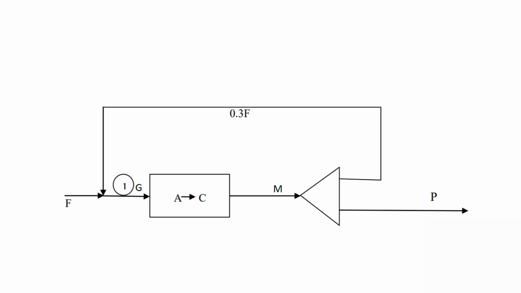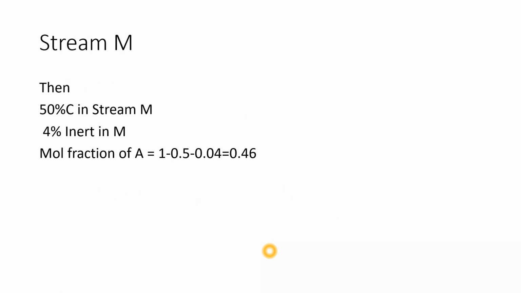So similar composition will be there in the other streams also. Remember this concept, it is a very important concept. Whenever there is a separation, the composition will remain the same, as there is only a splitting of the streams. So in stream M, there is 50% C, 4% inert, and the mole fraction of A, which I have already calculated but am writing for your convenience, is 46% in M.